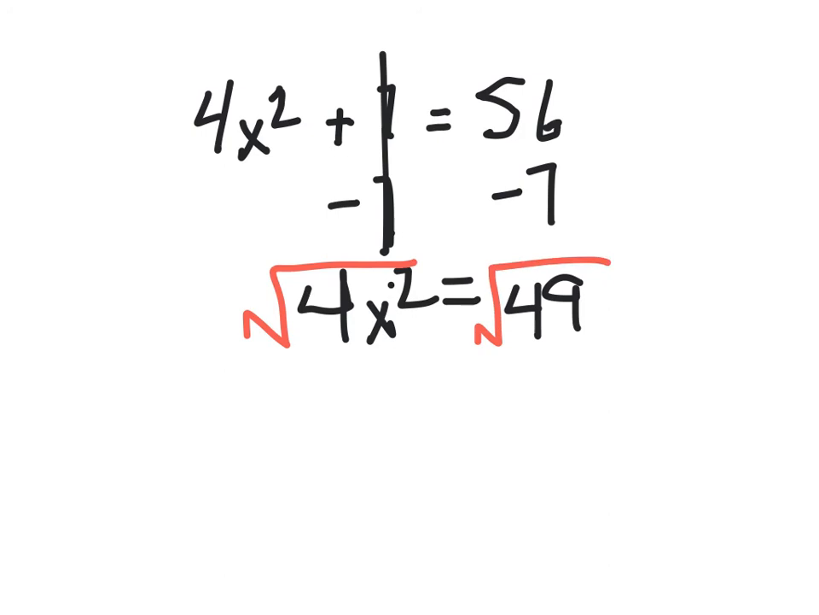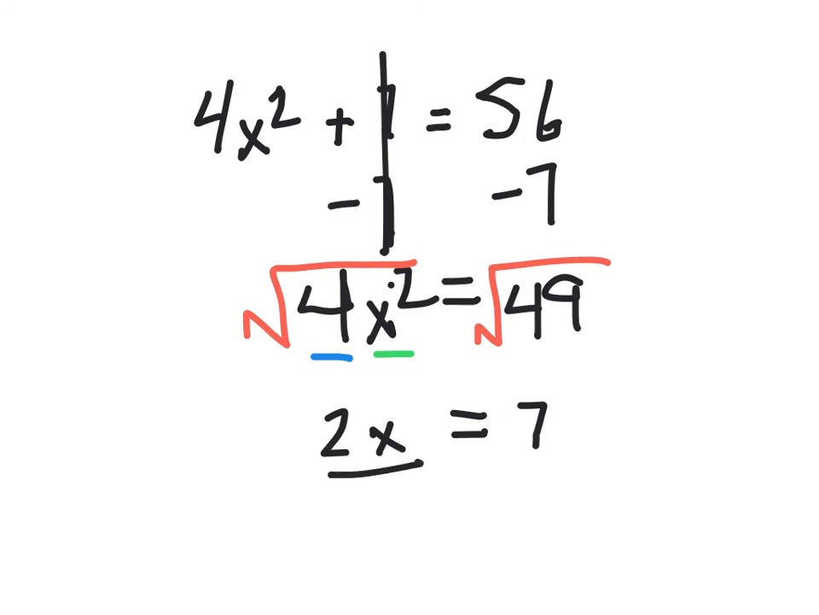We can now take the square root of both sides. Whenever you take the square root of a coefficient, which I'm underlining in blue, as well as a variable squared, you take the square roots individually. So the square root of 4 is 2. The square root of x squared is simply x. Remember, the square root of a square is always that number. The square root of 49 is 7.